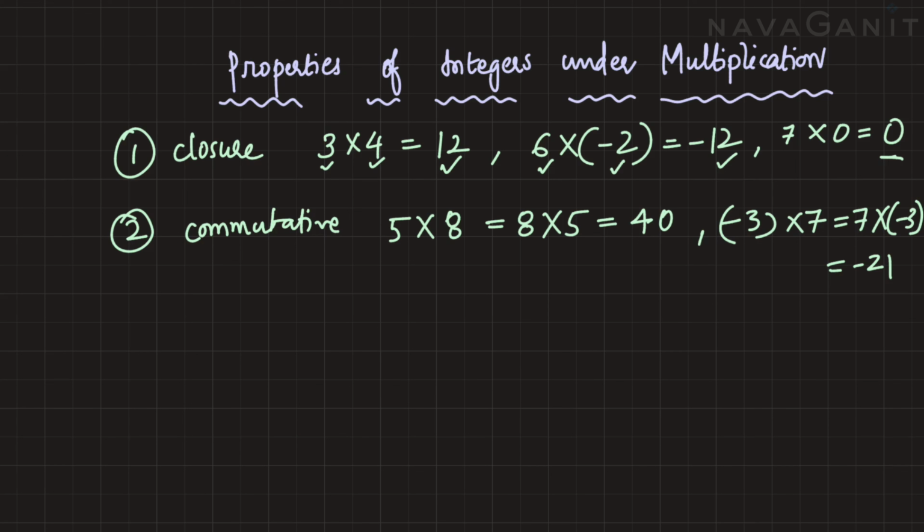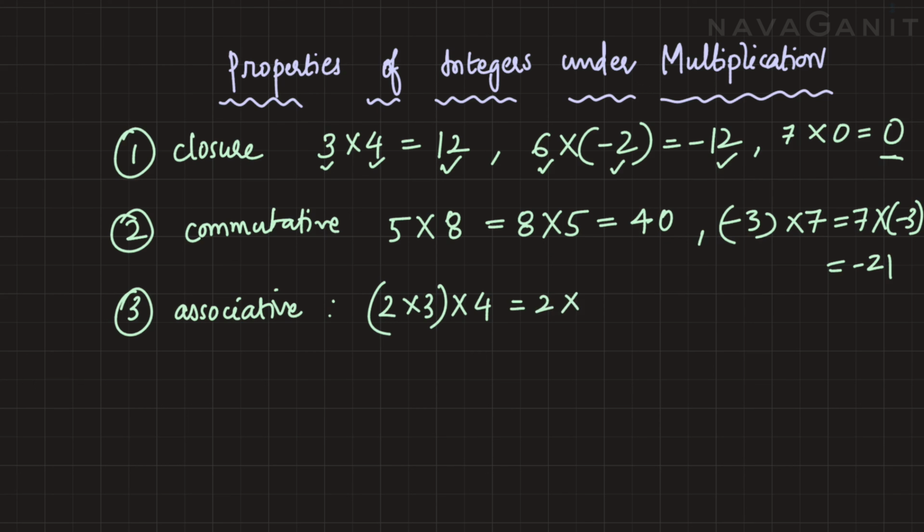Next we have the associative property. Whenever we are multiplying three integers, grouping them differently will not change the product. For example, if I am multiplying 2, 3 and 4, whether I multiply 2 and 3 first and then multiply by 4, or whether I multiply 3 and 4 first and then multiply it by 2, both will yield the same result, which is 24.